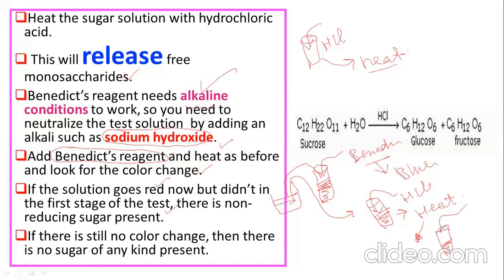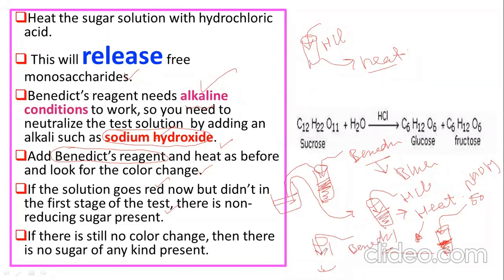I will put in sodium hydroxide, and when I add sodium hydroxide, bubbles will start producing here. I will keep adding sodium hydroxide until no more bubbles are produced, and no more bubble production is the indication that there is no more acid. Once you neutralize your solution, put Benedict's reagent. This is sodium hydroxide. Once you neutralize it, put your Benedict's solution.